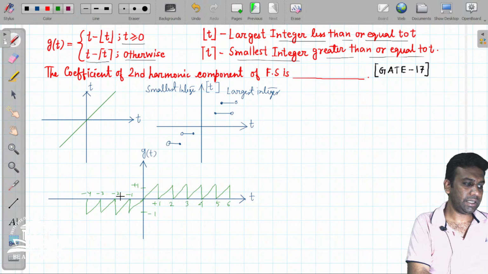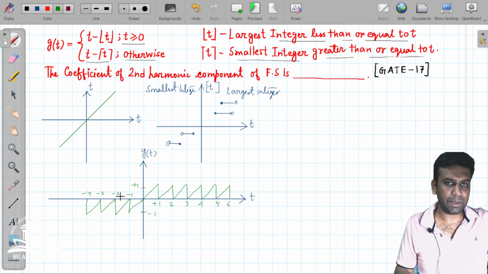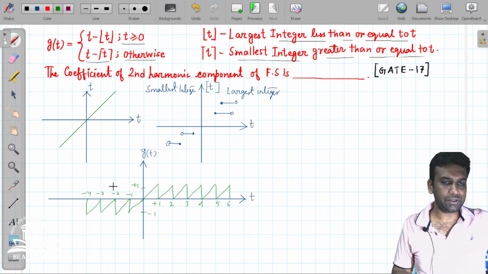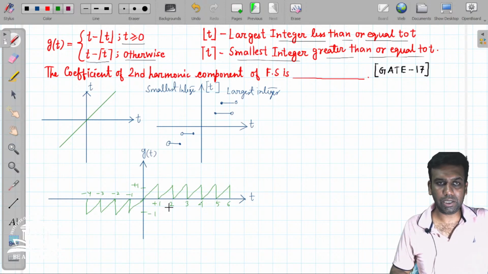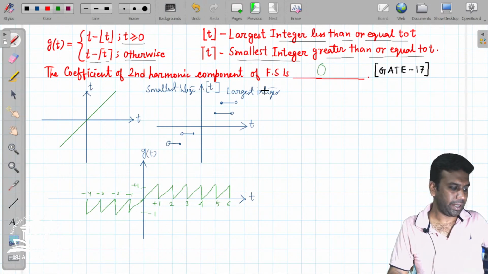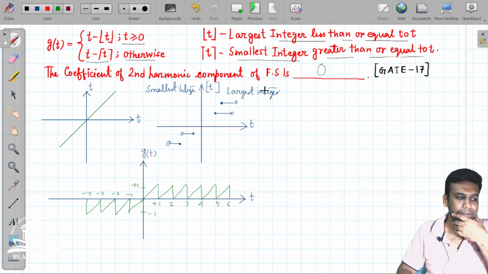Now, since the waveform is non-periodic, and the Fourier series expansion is only valid for a periodic signal, the second harmonic component of the Fourier series must be 0, because there is no Fourier series for a non-periodic signal. So that's why the answer will be 0. Okay, so this is how we can find it.